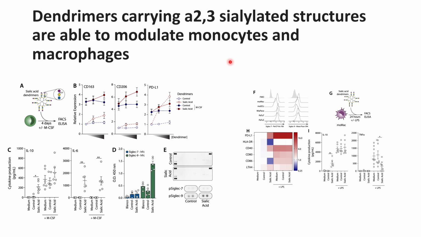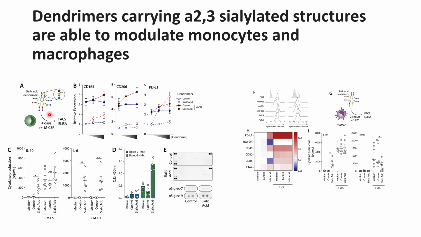Thereafter, they decided to check whether it's the sialic acid that helps in the differentiation of these monocytes, or there are some other factors. So they use these sialic acid dendrimers. They co-culture these sialic acid dendrimers with monocytes for 4 days and then check the monocytes for the different markers, that is CD163, CD206 and PDL1, and they do it in two different conditions. First one is MCSF, where MCSF is present and where MCSF is not present, and they can see that when MCSF is present, the presence of these markers is increased compared to the case where MCSF is not present.